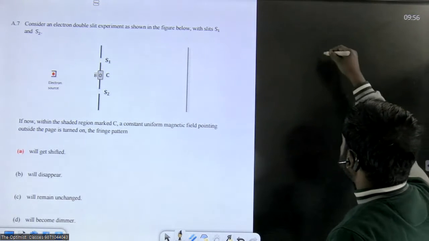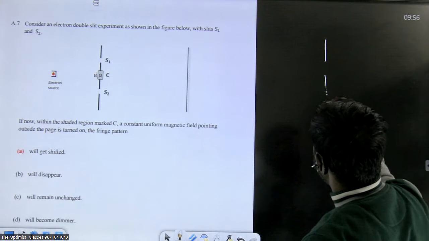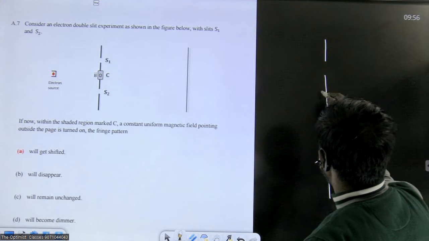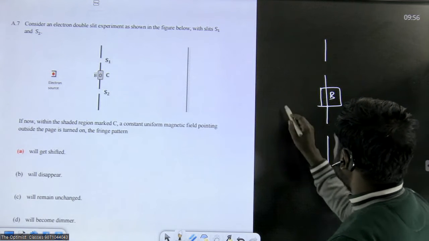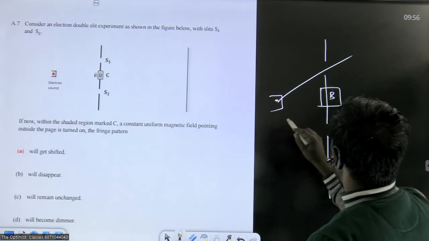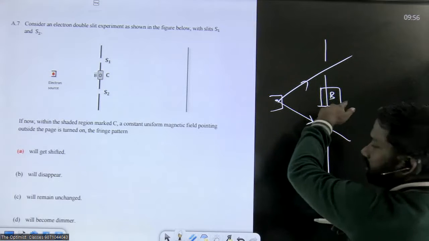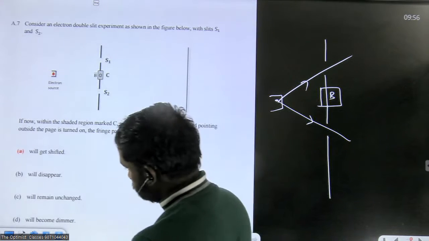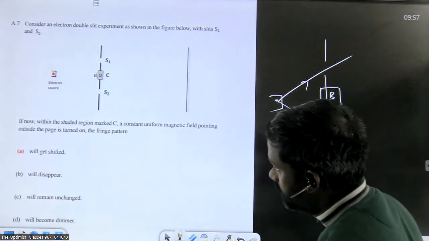interference pattern will change. The situation is something like this. There is a slit, and there is a small region where we are applying a magnetic field. There is no magnetic field outside this region. From here, this is the electron gun, and electrons are passing through this and this. So it appears as if electrons are not interacting with this magnetic field. So nothing will happen. That's why the question says no change, which is not given in the options.